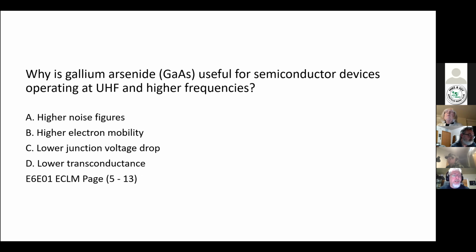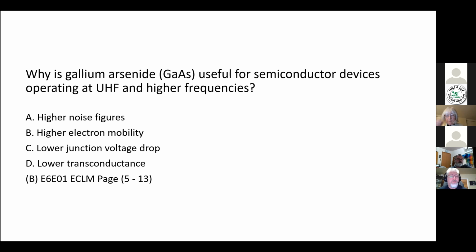Okay, next question. Why is gallium arsenide, GaAs, useful for semiconductor devices operating at UHF and higher frequencies? A. Higher noise figures. B. Higher electron mobility. C. Lower junction voltage drop. Or D. Lower transconductance. Bravo. B. Bravo is correct. Higher electron mobility.